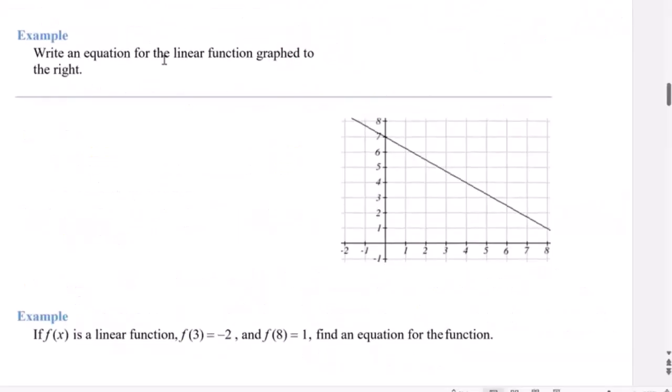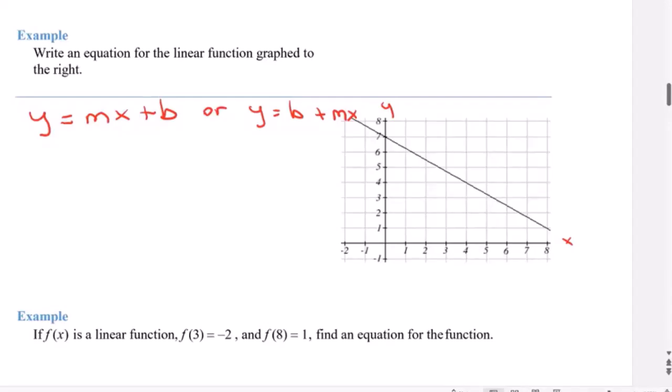Now here we're given a graph, and we want to actually write the equation for the graph. How would we do that? Well, it's not giving me variables. I can make them up myself. So let's make this x, and we can make this y, just to make it easy. So remember, my equation is going to be y equals mx plus b, or y equals b plus mx. Unless someone tells you what they want, it doesn't matter which way you put it in.